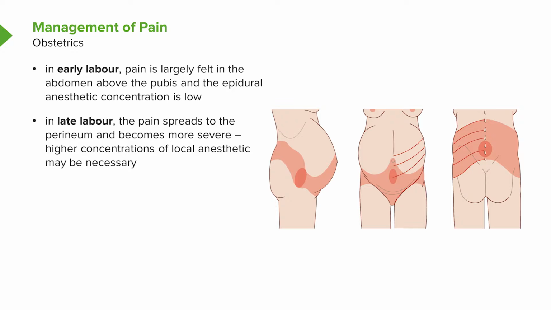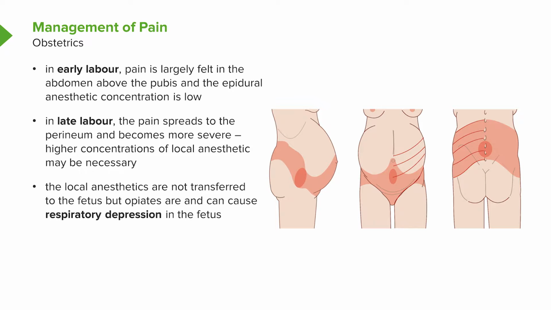And at that point, we use higher concentrations of local anesthetic in the epidural to provide pain relief in that area. The local anesthetics are not transferred across the placenta to the baby, so there's no concern about fetal toxicity from local anesthetics. However, opiates are transferred to the baby. So we usually have very low doses of opiates included in our epidural, but you must be very careful not to raise the opiate level, because that is transmitted to the baby, and it may cause respiratory depression in the newborn.